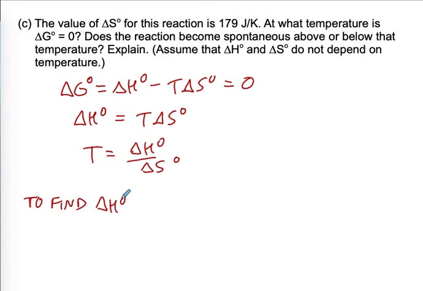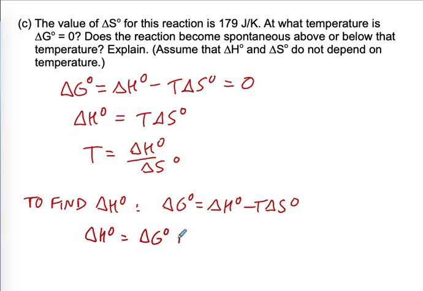So to do that, let's go back to our equation. Delta G naught equals delta H naught minus T delta S naught. We know delta G naught at 298 Kelvin. We just calculated that from the previous problem. So let's solve for delta H naught. Delta H naught is equal to delta G naught plus T delta S naught.